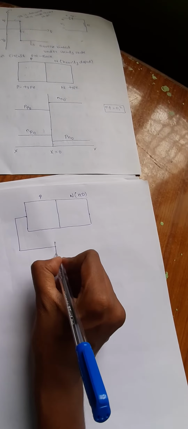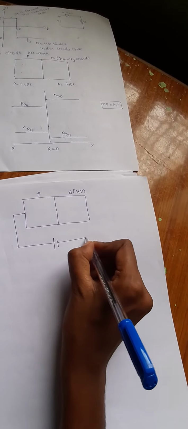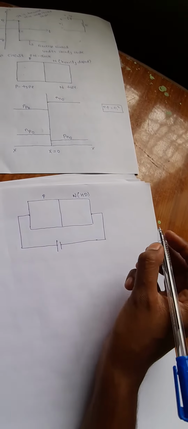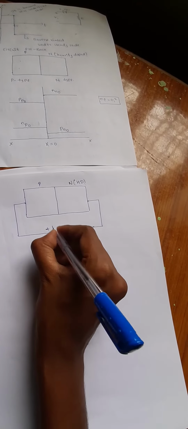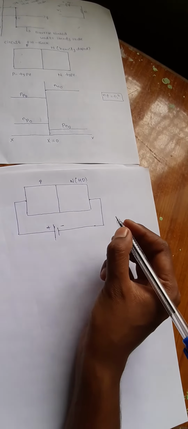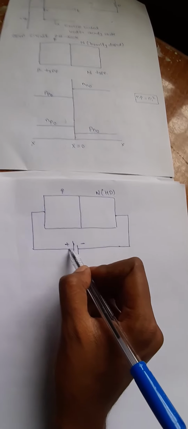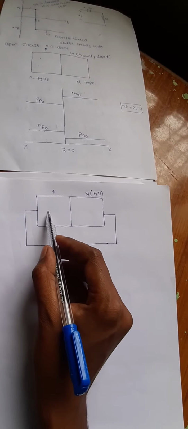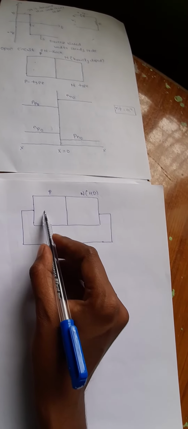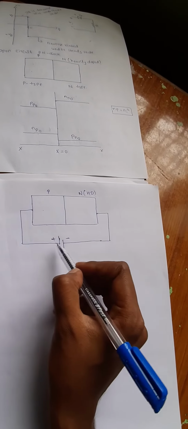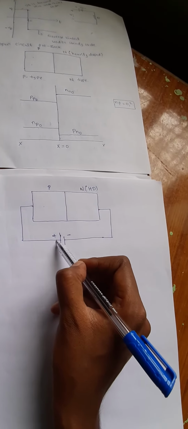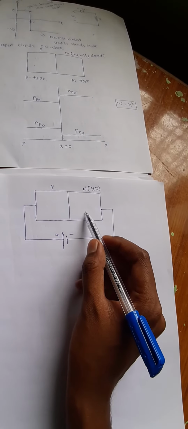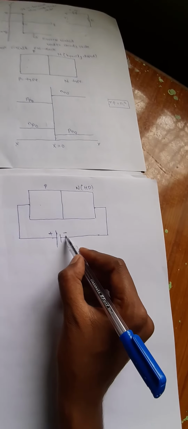Forward bias is nothing but the p-type connected to the positive terminal and the n-type material connected to the negative terminal. So here the positive and here the negative. This is the true connection. Whenever I give this connection to this PN diode, the holes in the p-type material, which are the majority charge carriers, are repelled by this positive terminal, and the electrons in the n-type material, which are the majority carriers, are repelled by this negative terminal.